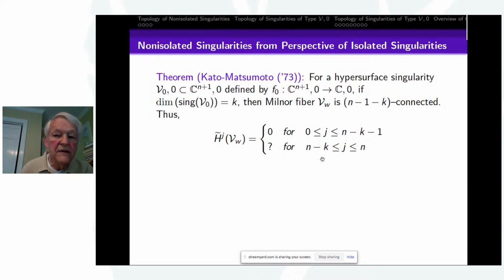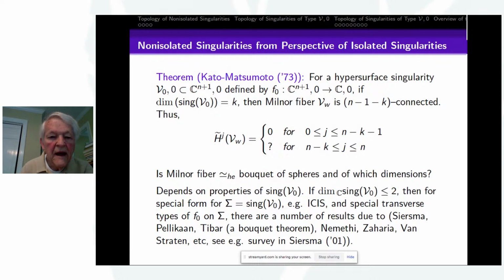So in particular, the larger k is, the larger this region of uncertainty becomes in trying to understand it. Also, the link is no longer a manifold, but rather is a real analytic set whose singular set will be of real dimension 2k-1. So the question is, what happens in this case? In particular, can it still be a bouquet of spheres, and of which dimensions?